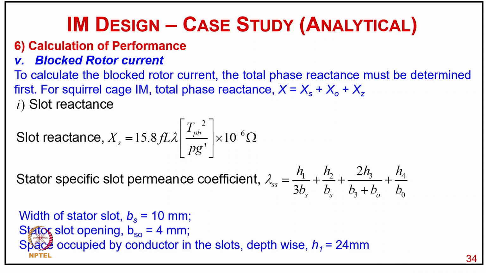So for an equal MMF motor, total reactance is XL equal to XS plus X0 plus XZ. So slot leakage reactance is XS equal to 15.8 FL lambda in bracket TPH square P upon Pg dash into 10 power minus 3 ohm. So the stator specific slot permeance lambda S, which is used here for the stator, is H1 upon 3 BS, H2 upon BS, and 2H3 upon BS plus B0, plus H4 upon B0, according to slot dimension.